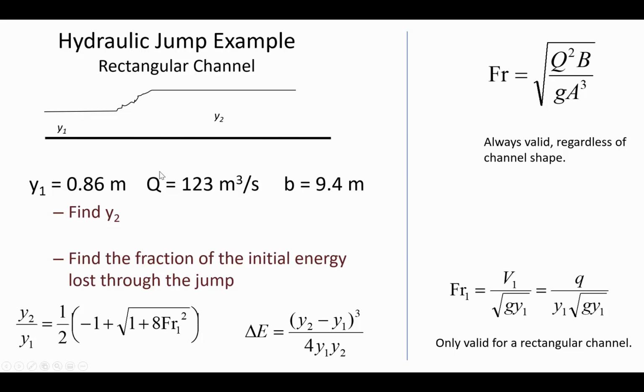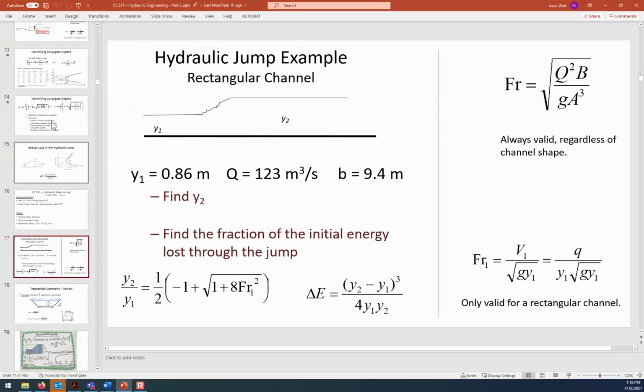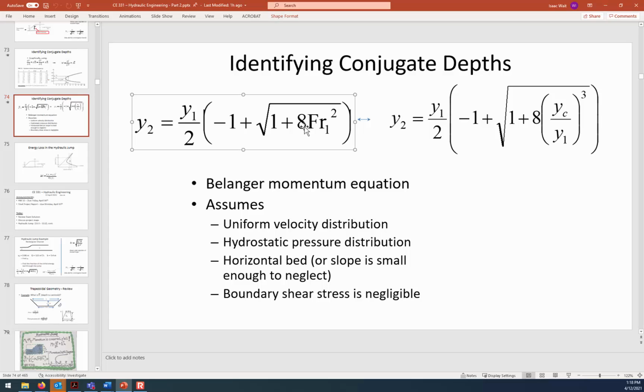Here's the flow rate through a 9.4 meter wide rectangular channel. We want to know two things. First of all, what's going to be the new downstream depth? So solve for y2. You'll notice that the version of the equation that I've included is the one that uses the Froude number. What I showed you in class last time was that the Bellinger momentum equation can either be written in terms of the Froude number or as a ratio of the critical depth to the upstream depth. Let's try this one with the Froude number.